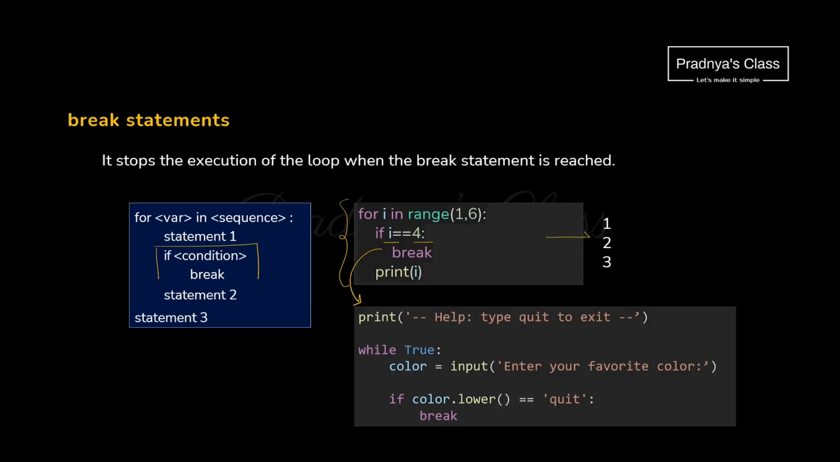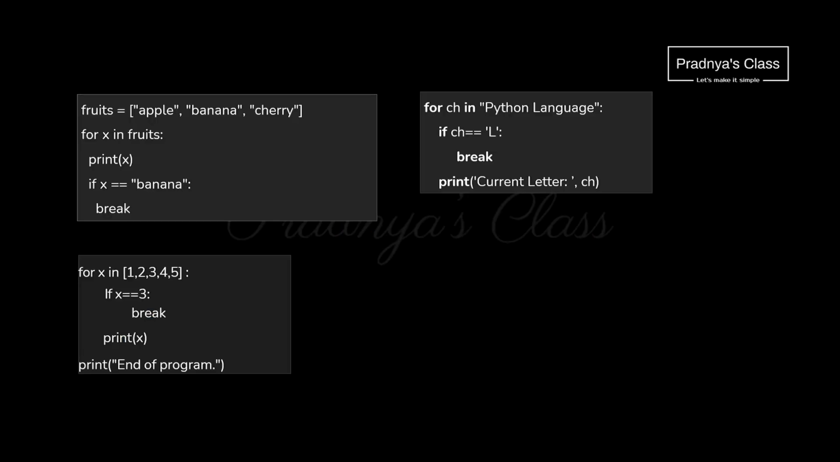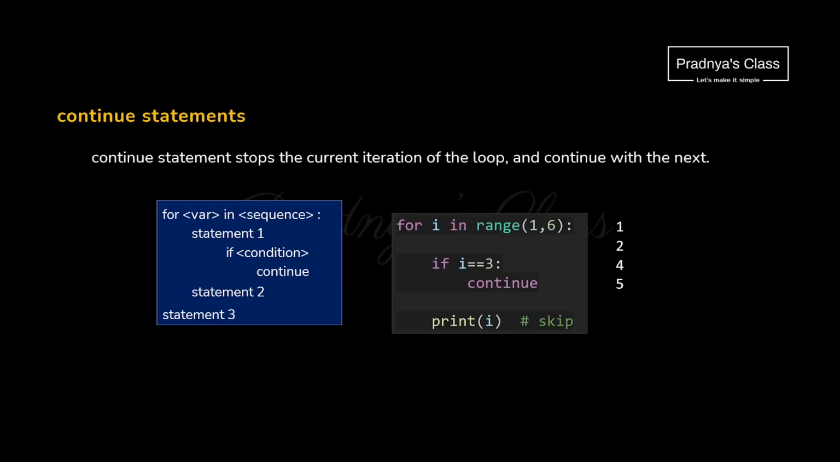That's why we are getting values only 1, 2, 3. Because when the value of i is 4, the break statement will get executed and it will take the control out of the loop. So the loop will not continue for the rest of the iterations. Here is an example of break along with while. Check it out and practice some more examples. Break will terminate the loop immediately when it is encountered.